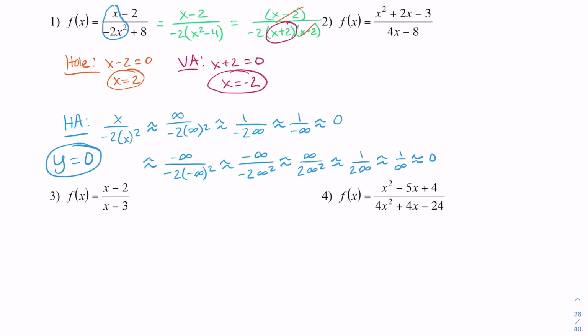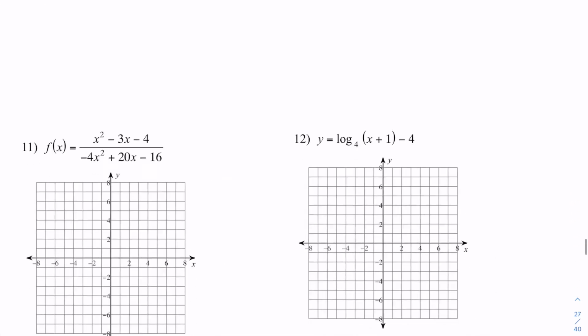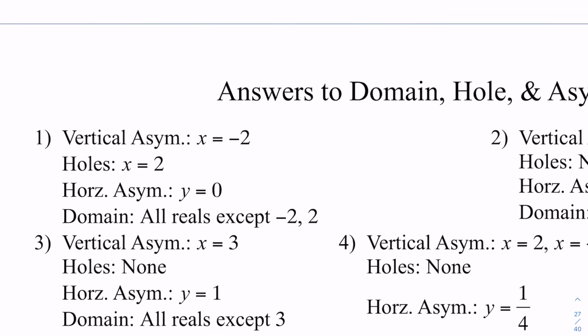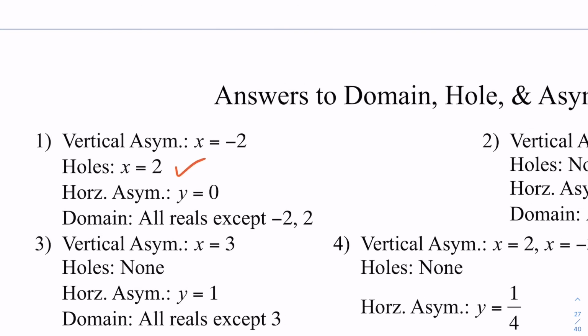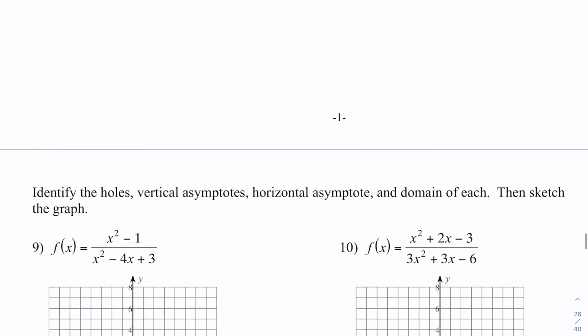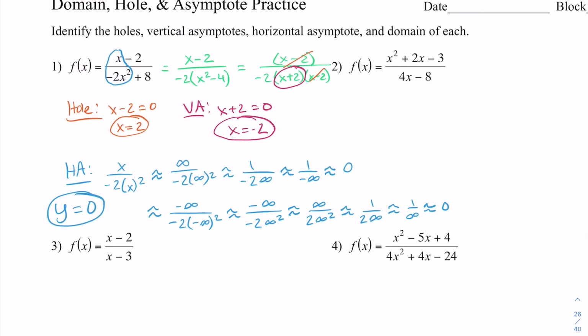Right? Let's see what our answers are. The hole is at x equals 2. The horizontal asymptote is at 0. The vertical asymptote is at negative 2. The domain is all real numbers except negative 2 and 2. And you can just write that one out like you normally would.